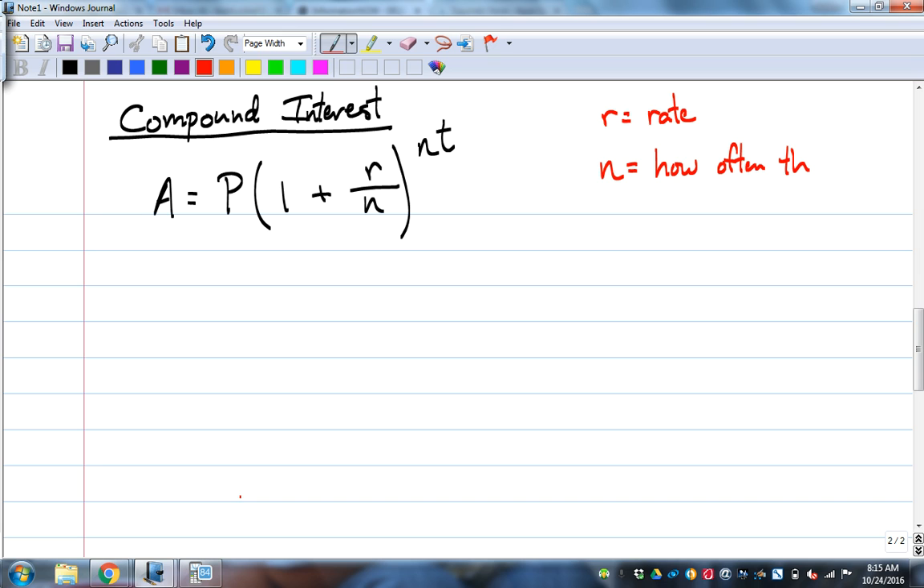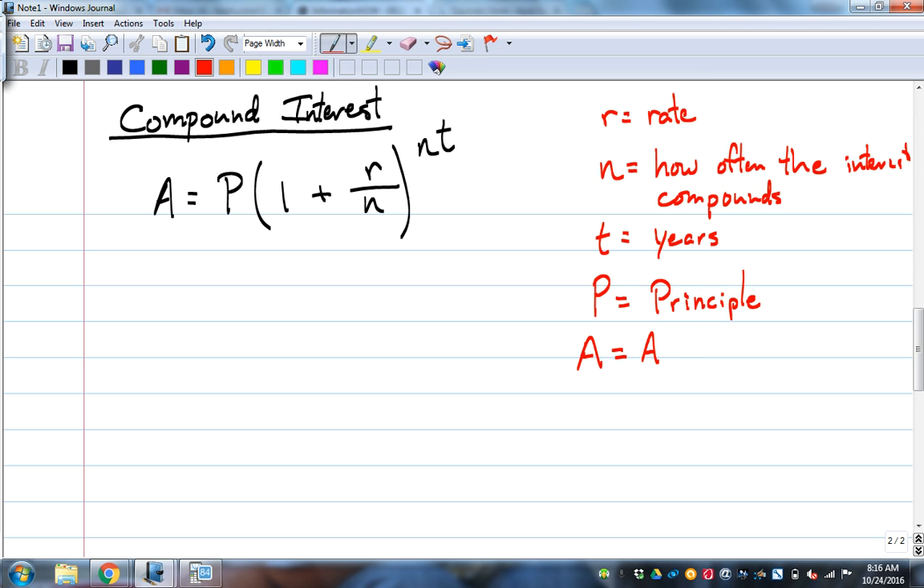All right, so N is how often the interest compounds, and we'll talk about that in a second, like what's common for that. T is, again, years of time. Okay. P is still principal. A is account worth. All right, so all of those things. Now, N, how many times it compounds?